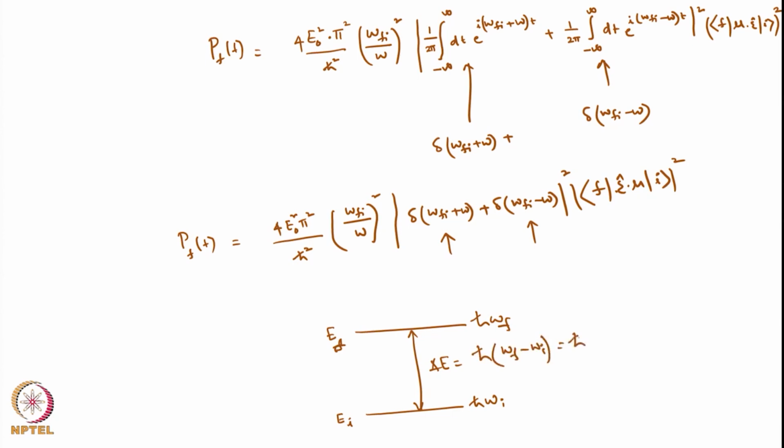This is equal to h bar omega Fi. That is the energy separation. So omega Fi is nothing but the frequency of this energy separation. Okay. Now what is this? So which means in this case, if you look at these two conditions, if you have delta(omega Fi minus omega) and delta(omega Fi plus omega).